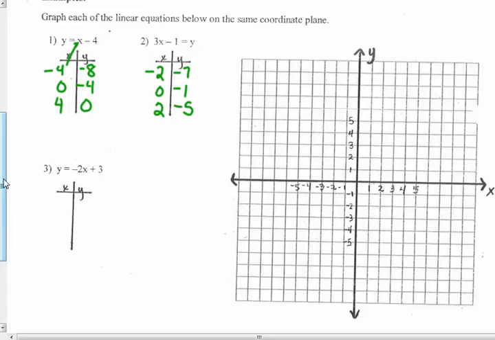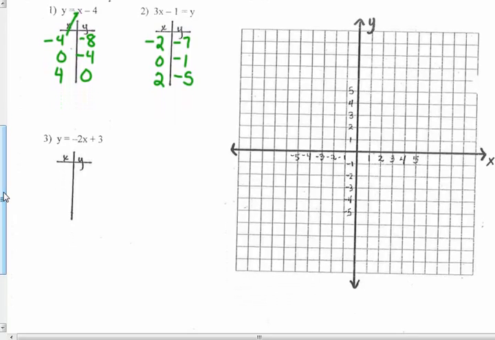And number 3, y equals -2x plus 3. Ooh, I know it's going to be a negatively sloping line going through the y-axis at +3. So I know you already know y equals mx plus b form. That's the slope intercept form of an equation. So I know this is going to be a negatively sloping line. -2 times -2 gives me +4 plus 3 is 7. -2 times 0 is 0 plus 3 is 3. -2 times 2 is -4 plus 3 is -1.